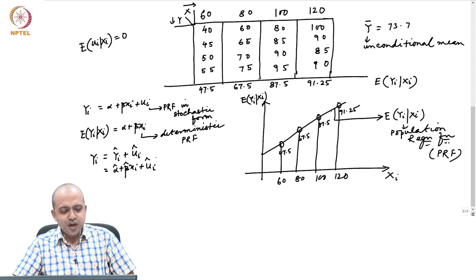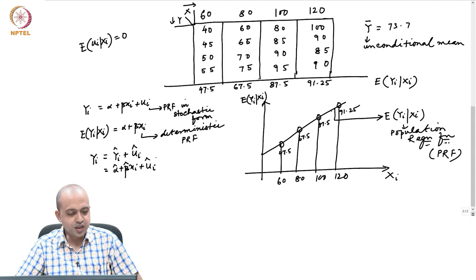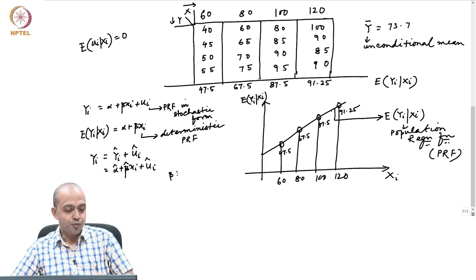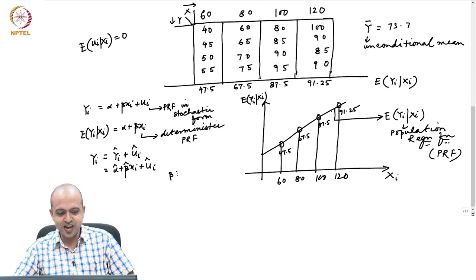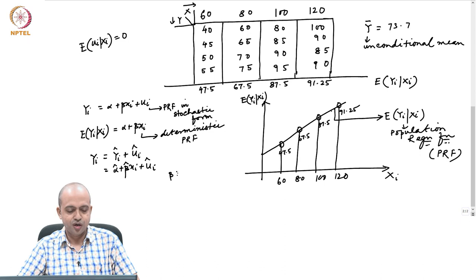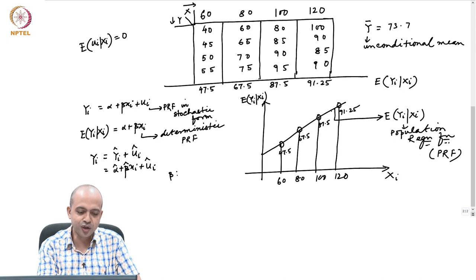Now, how do you interpret the coefficient? Our stochastic form population regression function says yi equals alpha plus beta xi plus ui. What is the meaning of alpha and beta? Let's say I am trying to understand the interpretation of beta. Beta basically indicates, for a unit change in xi, what is the change in yi? As I said, that is nothing but marginal propensity to consume. But the problem here is, since this population regression function involves a stochastic error term, I cannot say that, because the differentiation of yi with respect to xi will give you beta only when there is no error term involved.